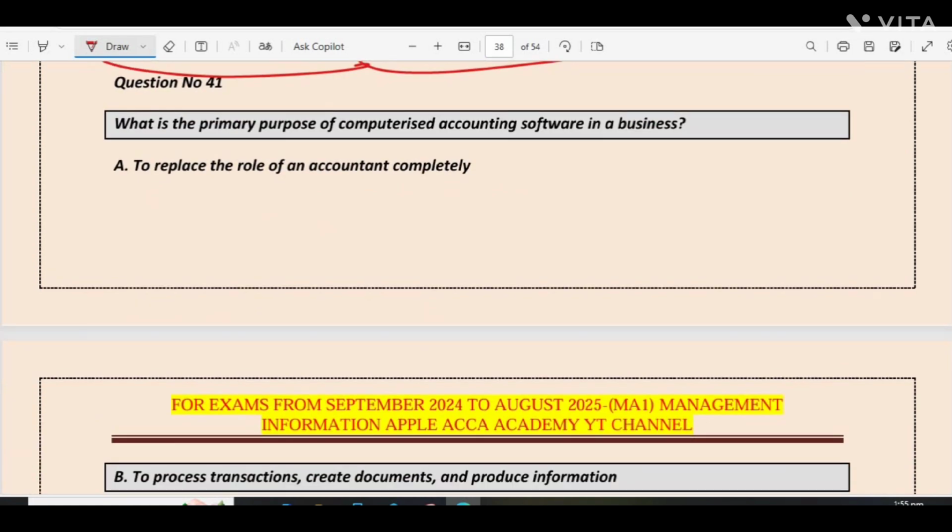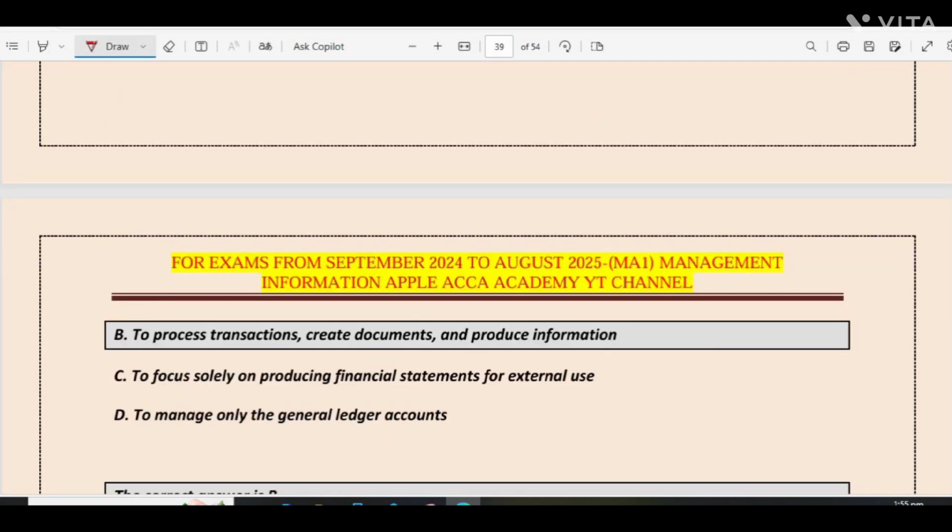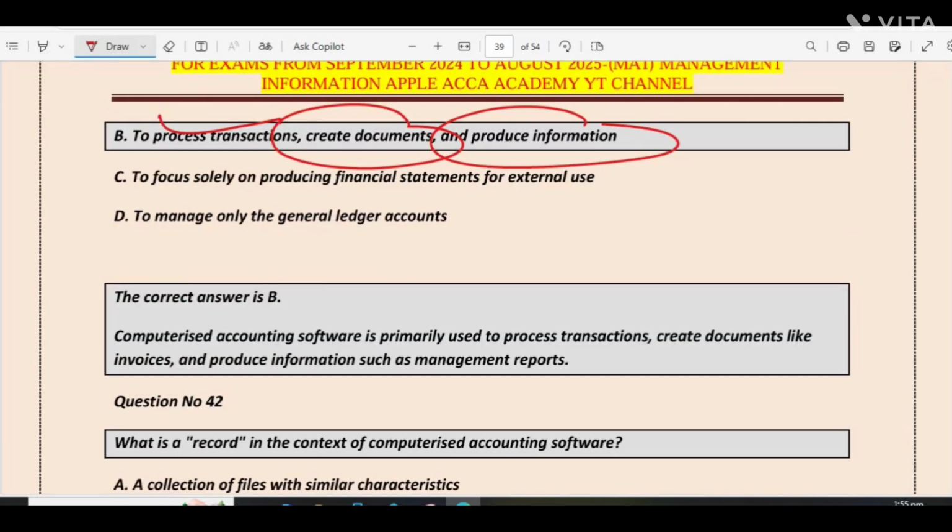Now let's move on to MCQ number 41. What is the primary purpose of computerizing accounting software in a business? So the answer is to process the transaction, create documents, and produce information, and that is why we have the computerized software, and that's the primary use for processing transactions and creating documents.